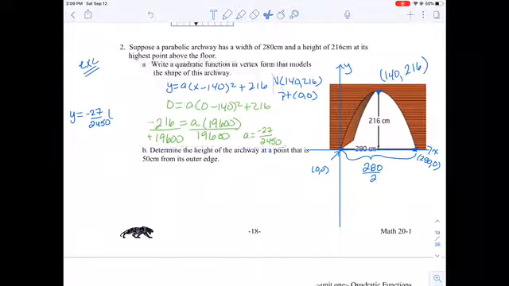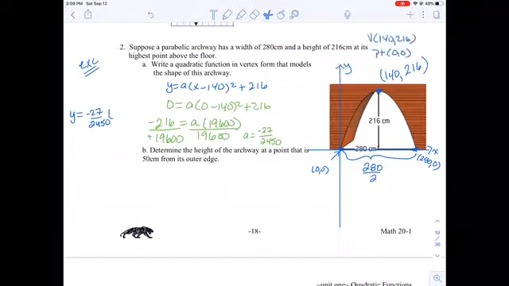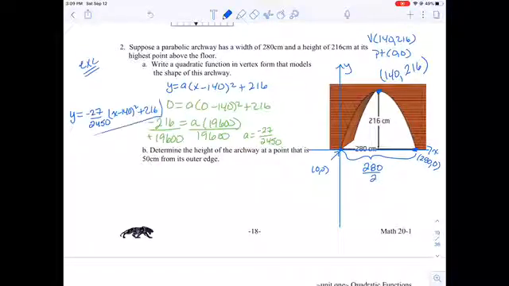Okay, and we've got this vertex here. I'm just going to cut that and move that over. There we go. And we get y equals negative 27 over 2450 times (x minus 140) squared plus 216. So there's our final equation for that parabola.